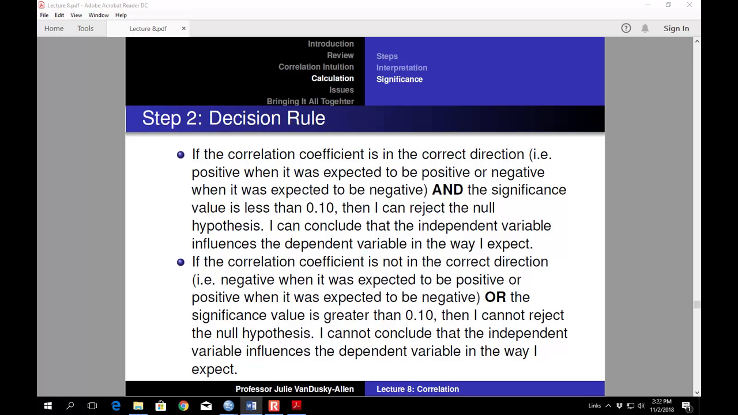If the correlation coefficient is in the correct direction, as in positive when it was expected to be positive, or negative when it was expected to be negative, and the significance value is less than 0.1, then I can reject the null hypothesis. I can conclude that the independent variable influences the dependent variable in the way I expect. If the correlation coefficient is not in the correct direction, as in negative when it was expected to be positive, or positive when it was expected to be negative, or the significance value is greater than 0.1, then I cannot reject the null hypothesis. I cannot conclude that the independent variable influences the dependent variable in the way I expect.